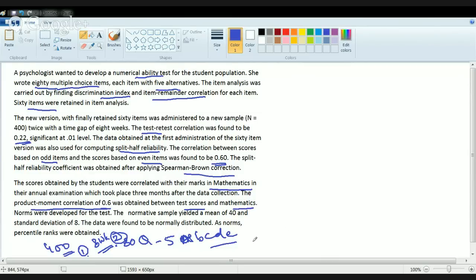So the scores obtained were correlated with mathematics scores and norms were developed, the mean for which was 40 and the standard deviation was 8. The data were normally distributed on a normal distribution curve and percentile ranks were obtained. Now let's move on to the set of questions.